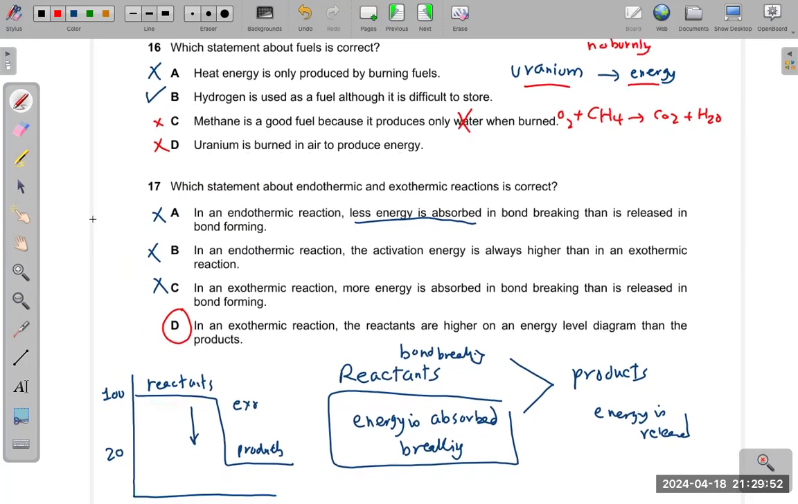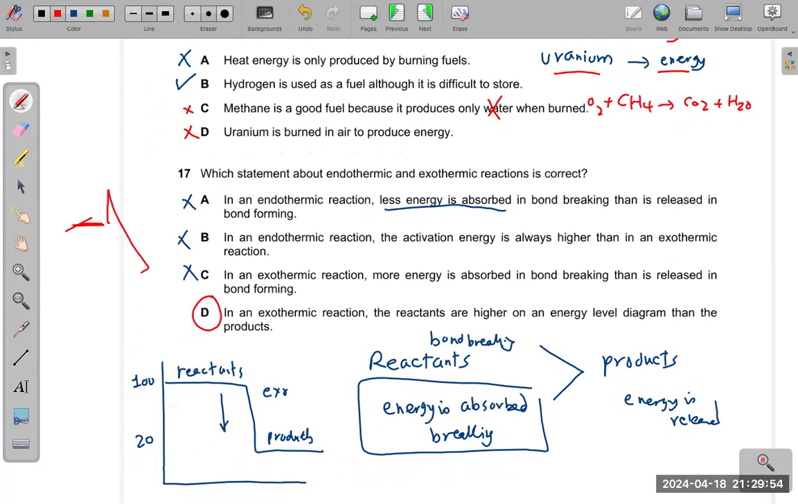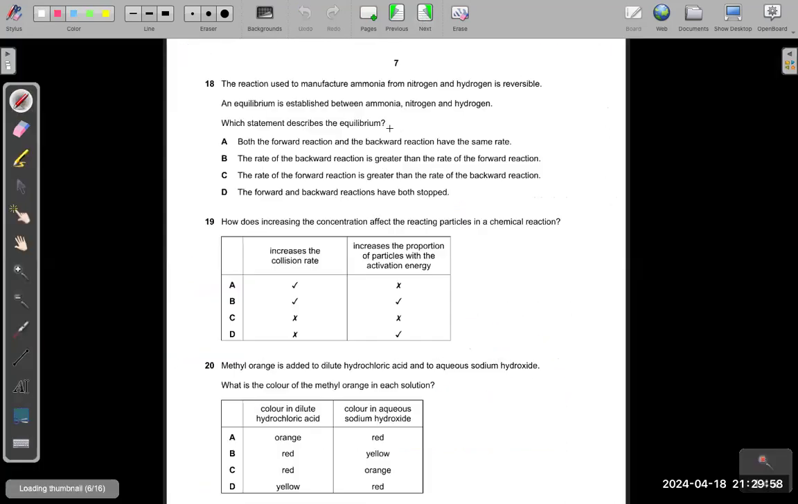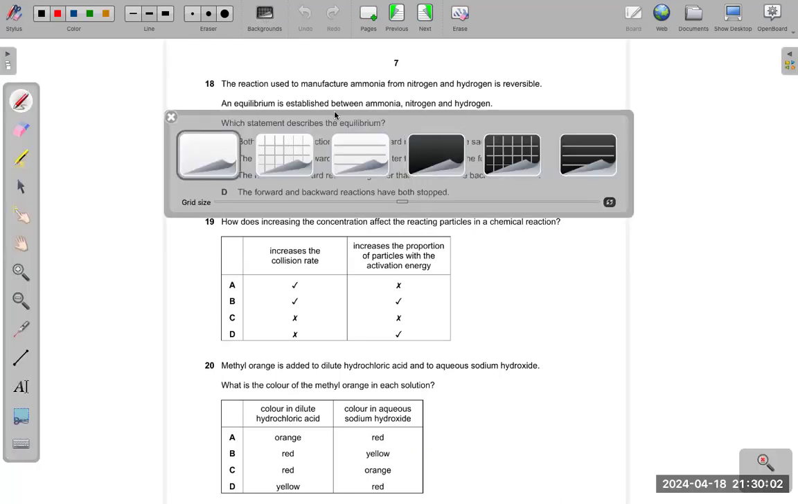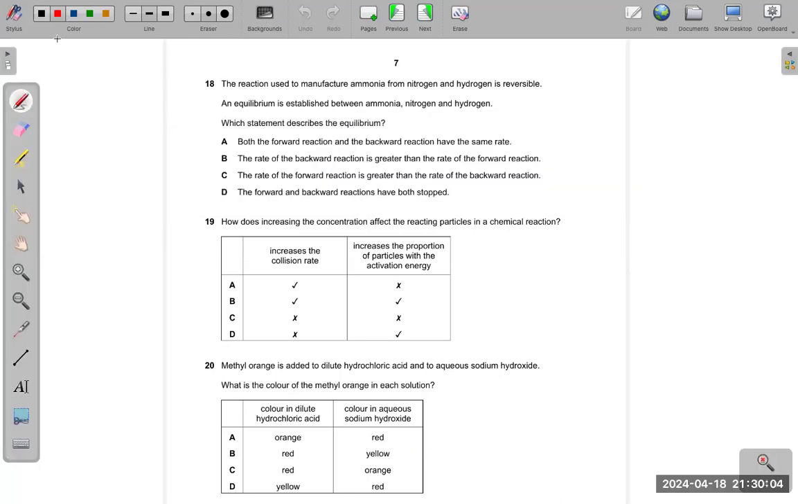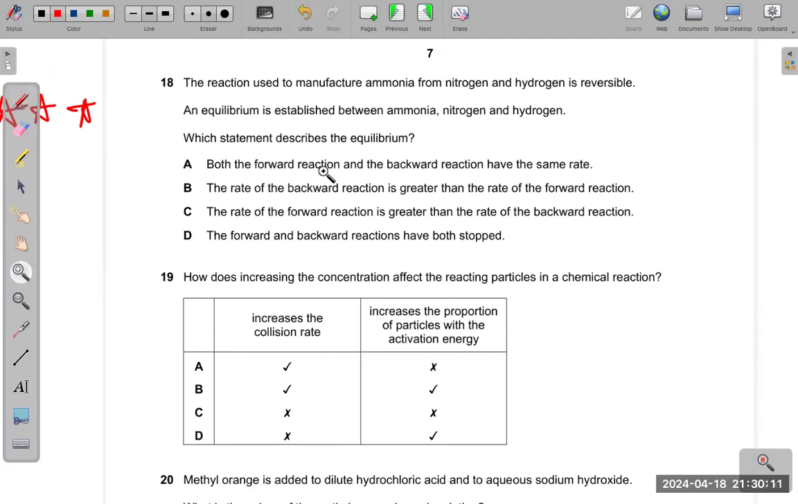This is a very good question to come also in the exam. We are required to know this chapter from grade 10. The reaction used to manufacture ammonia from nitrogen and hydrogen. This is a very, very good question that comes in the exam. Is an equilibrium وفي nitrogen topic. So two topics in one question. That's why they like it too much. Which statement describes the equilibrium?